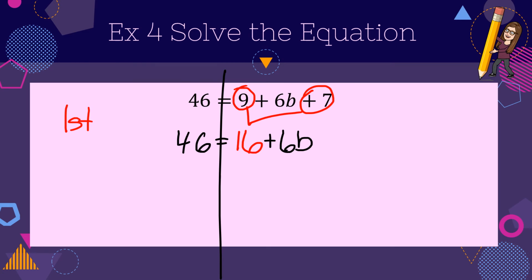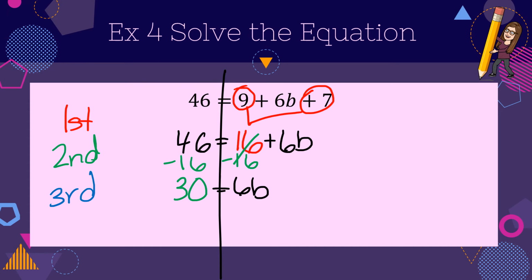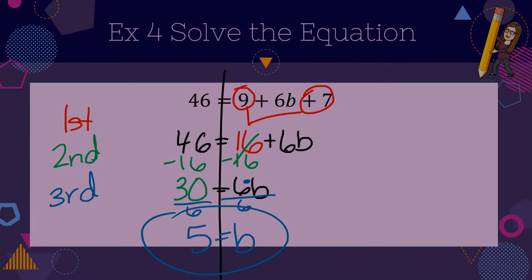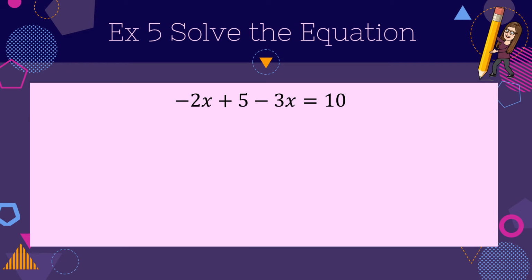Let's follow our steps. Second, I want to undo any addition or subtraction. Instead of positive 16, we're going to minus 16 from both sides. That gets me to 30, and the 6b falls down. And my third step is to undo any multiplication or division. Instead of times 6, we're going to divide by 6 to get a nice, clean 5. Now you'll notice I'm zooming through those last steps because the last steps were in our previous lesson. I'm spending a little more time on this first step.